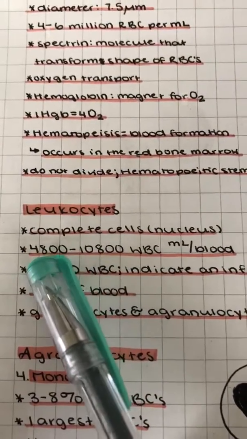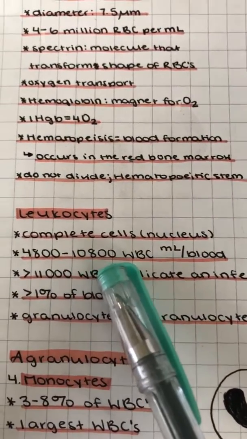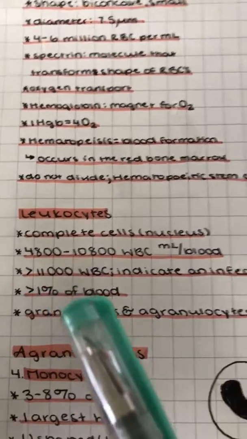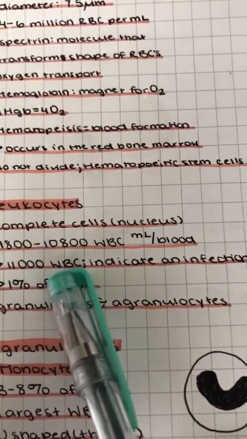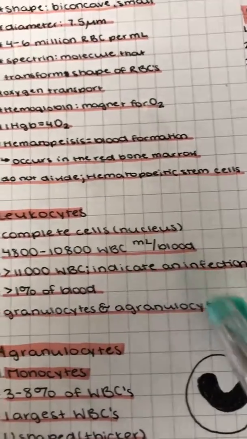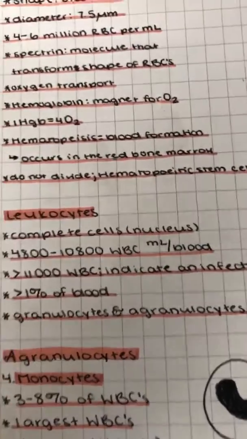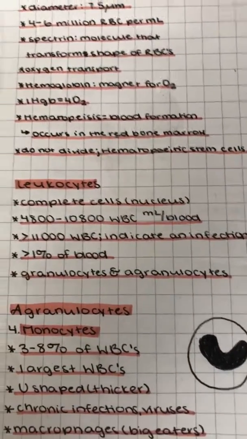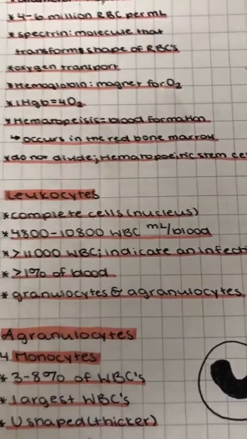You will be in the range of 4,800 to 10,800 white blood cells per milliliter of blood. If you are greater than 11,000 white blood cells, that's going to indicate that you have some type of infection going on. Your body's trying to fight off that infection to get back into homeostasis. Remember your internal balance, which is 98.6.